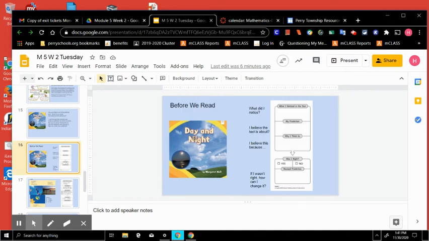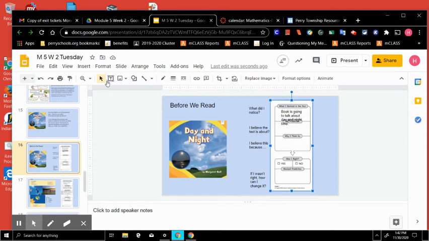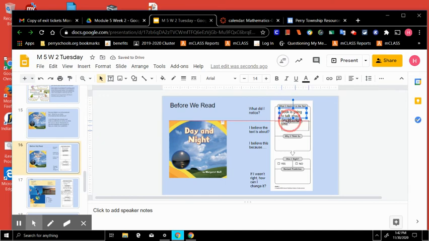Before we read, we are going to make a prediction. So it says, what did I notice? And I am going to make my text box. What did I notice? I noticed the title says Day and Night. So I think this book is going to be about day and night. So the book is going to talk about day and nighttime. I believe the text is about day and night. Oops, I'm going to move that down. That's what I believe the book is about. It's going to talk about day and night.